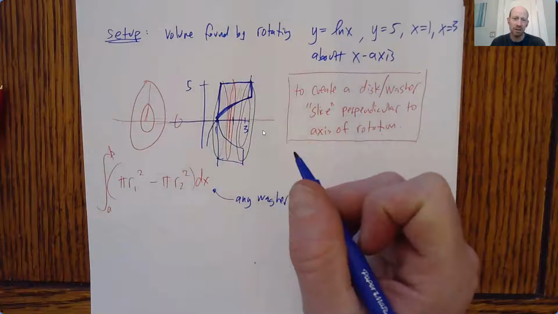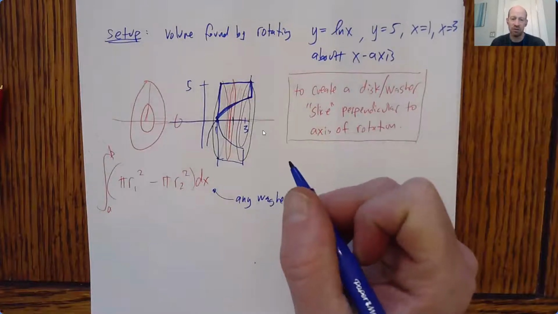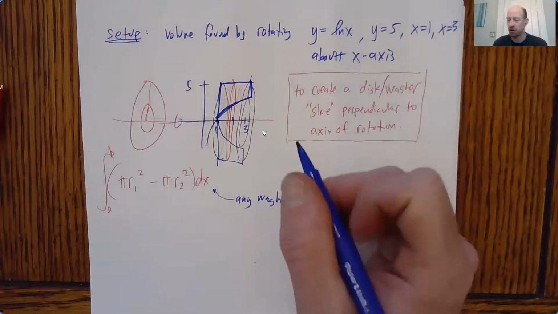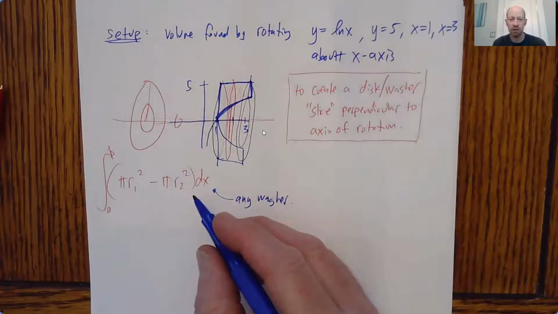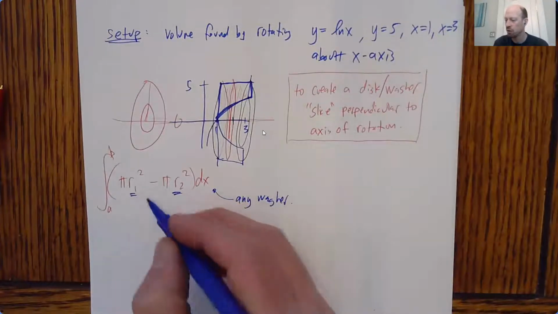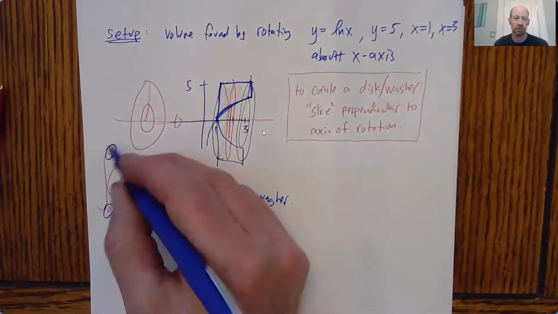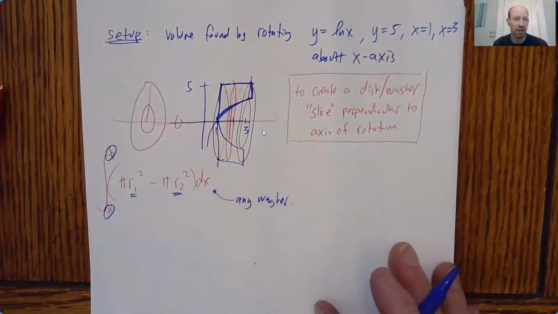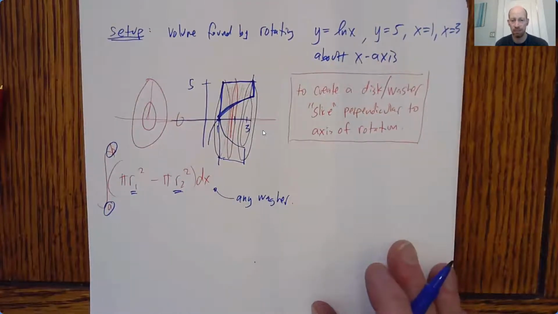So what this really boils down to is whenever you have a disc or washer, you're going to use this formula. So really the only choices that you need to make here are what are R1 and R2 and what are the bounds. If I can fill those in, then I've got a definite integral and I can try and solve for that.